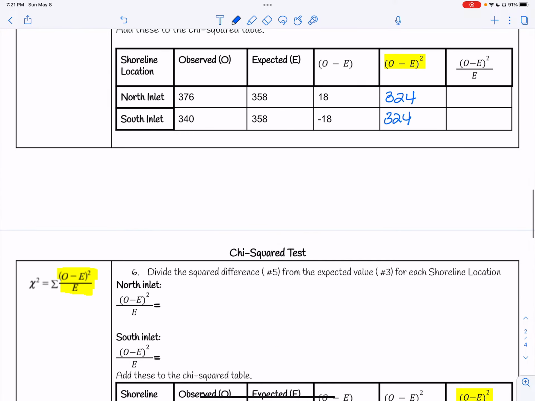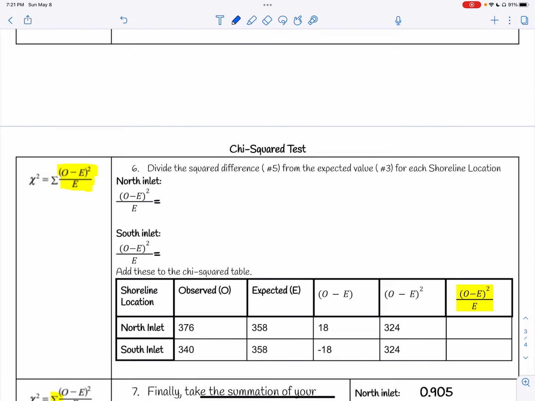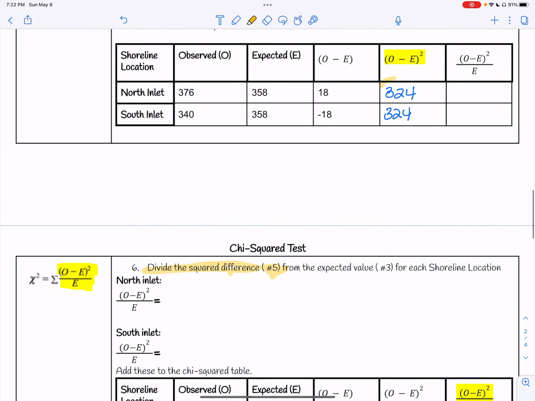All right. I got them in there for you already. All right, almost done with this formula. It's a couple more steps. Now we're going to divide the squared difference that you just did in number 5, right there.